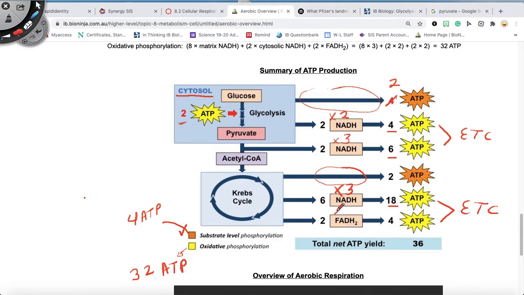FADH2, remember, is not as common as NADH, and it can only generate 2 molecules of ATP per hydrogen carrier, for a total of 4 ATP molecules generated in the electron transfer chain. So if you do the math, 32 plus 4 gives you a total of 36 ATP molecules per 1 glucose. Now let's focus on this oxidative phosphorylation process that happens in the inner membrane of the mitochondria.